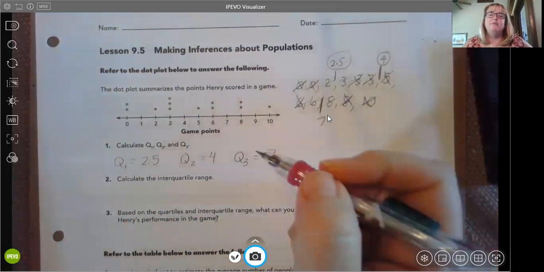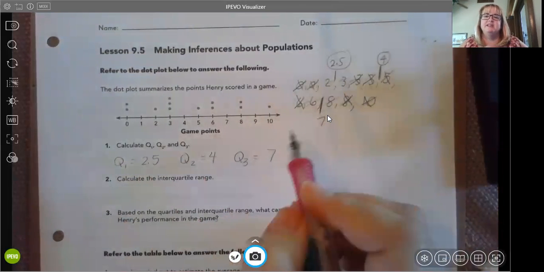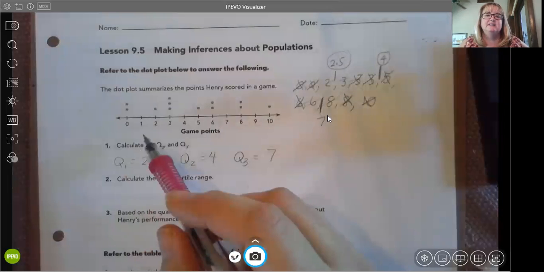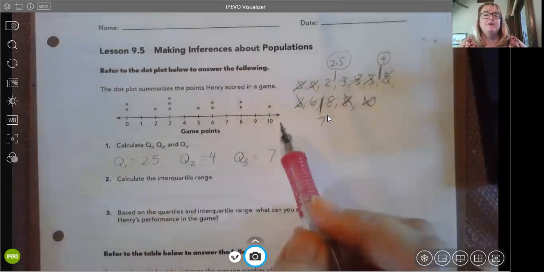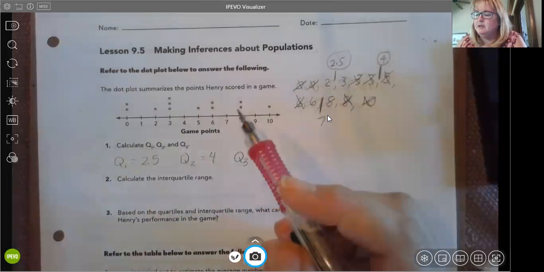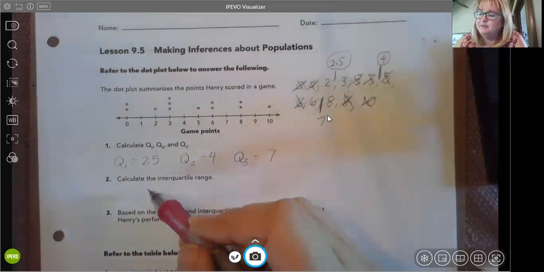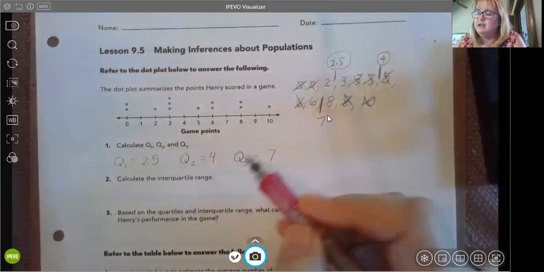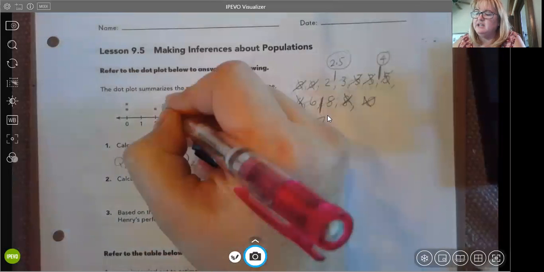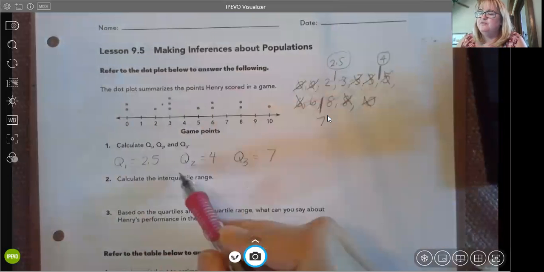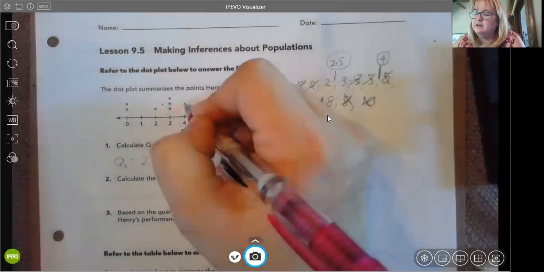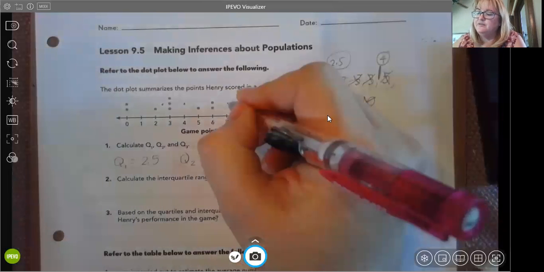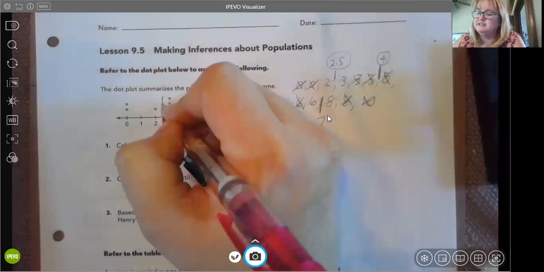All right, so let's look at this box plot. This box plot has a number line built in. So if we were to draw a box, our minimum is 0 and our maximum is 10. Q1 is 2.5. 2.5 is right here. And Q2 is 4. And then Q3 is 7. All right, so if we were to make a box plot, it would look like this.